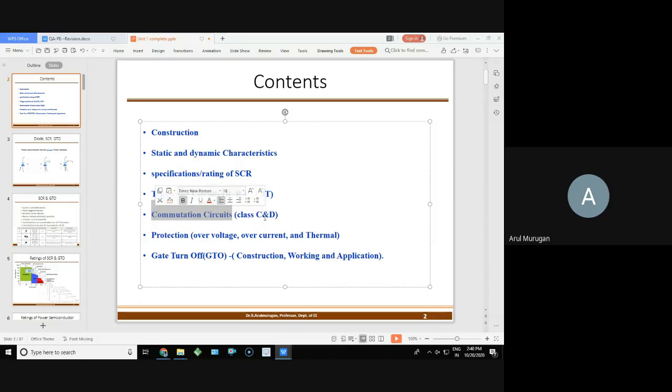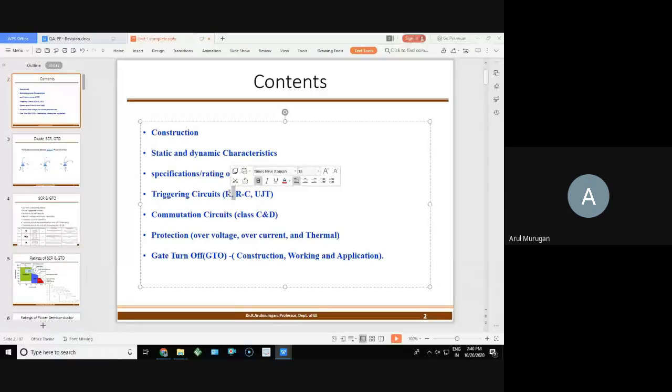What is the method? Classes A, B, C, D are available. What does the C and D method mean? In the circuit, an auxiliary device is used. One more SCR is used, as well as elements such as the inductance and the diode, which help to turn off the main SCR. That's why this is a commutation circuit. That's all.